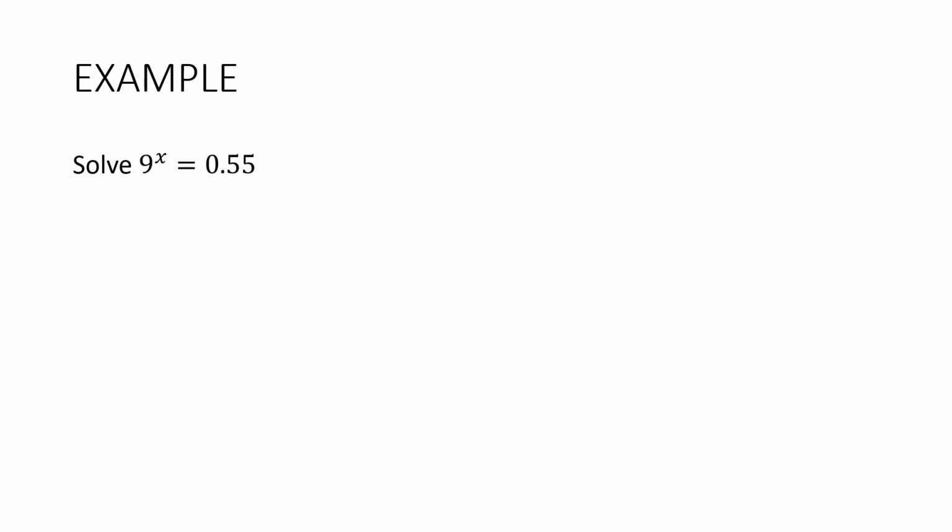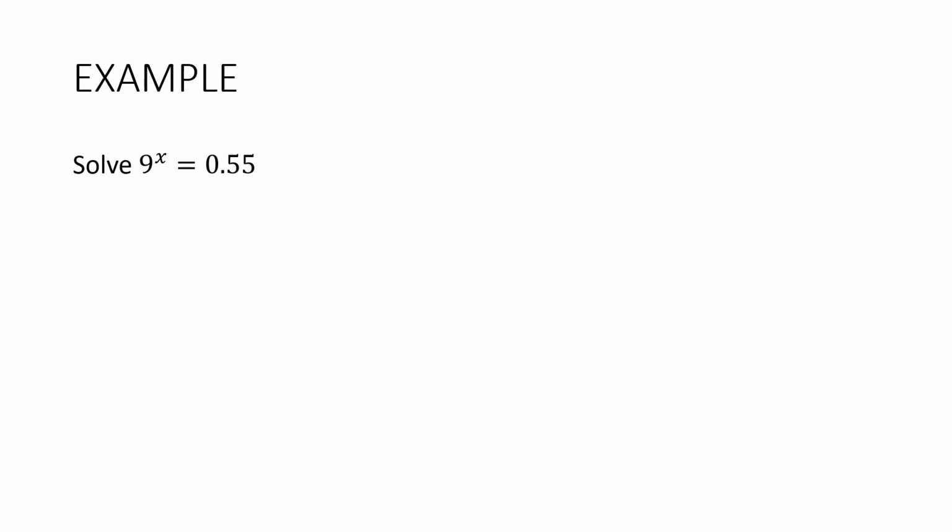Let's do one more before we move on. Solve 9 to the power of x is equal to 0.55. Now the curious thing about this question is, if we were using guess and check, we wouldn't even know where to begin. Think about it. 9 to the power of 1 is 9. 9 squared is 81. It's way outside what we're looking for.